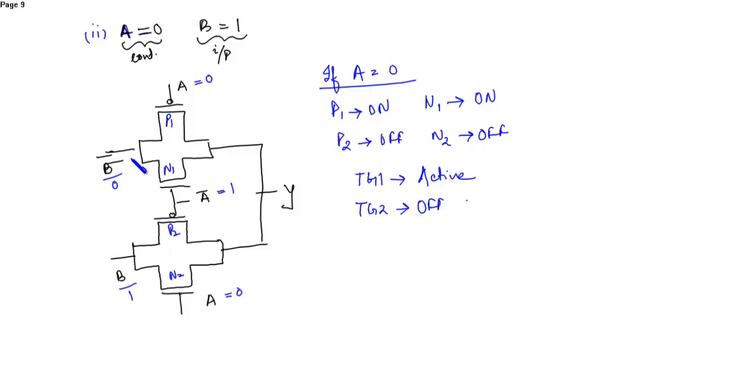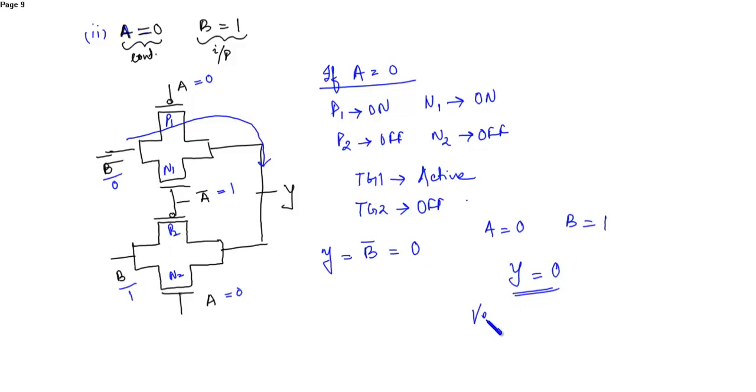So if this is active, then again the input B bar is available at the output Y. So Y is equal to B bar, which is equal to 0 since B here is 1. So B bar is 0. So here when A is equal to 0, B is equal to 1, then the output Y is equal to 0. The second condition is also verified. Now let's see the third condition.